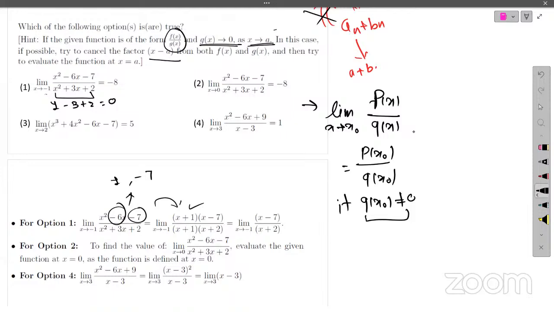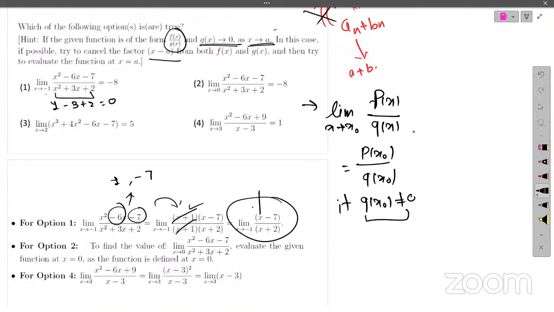But in the first option, what is happening is that as x goes to minus 1, this denominator is becoming 0. So first we will try to factor it out and try to cancel out this x plus 1 term. Is it possible or not? In some cases it will be possible, in some cases it is not. Here there is one common factor of x plus 1 in the numerator and denominator. So we'll just cancel it out and we'll get x minus 7 upon x plus 2.